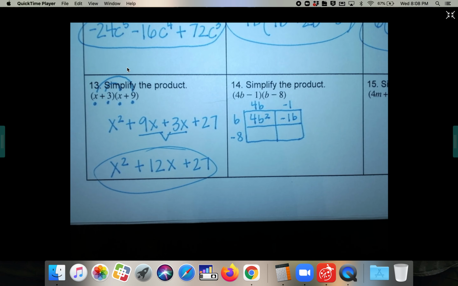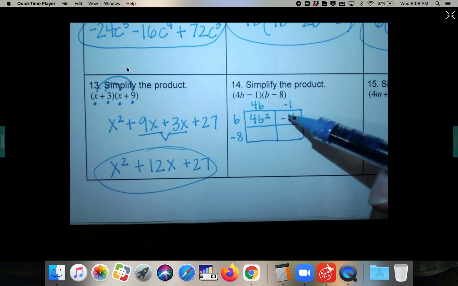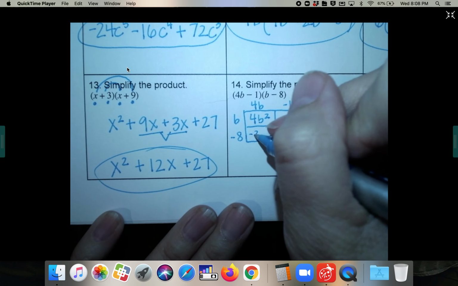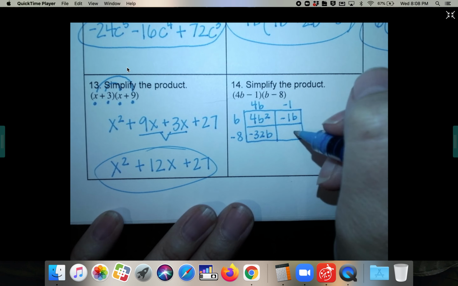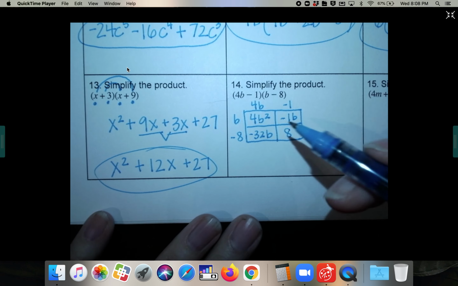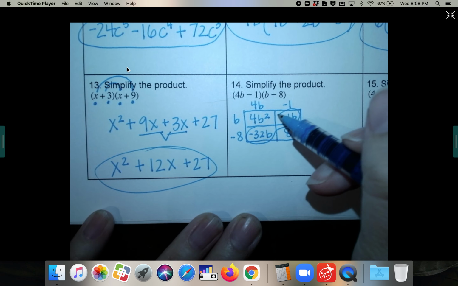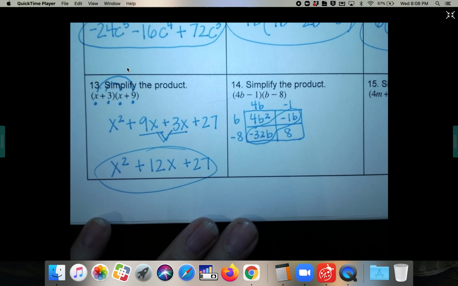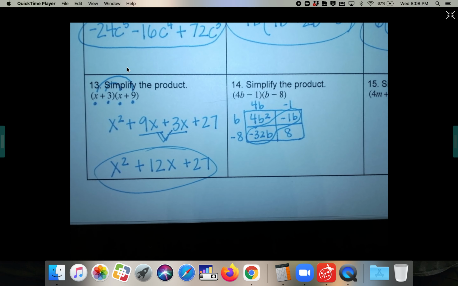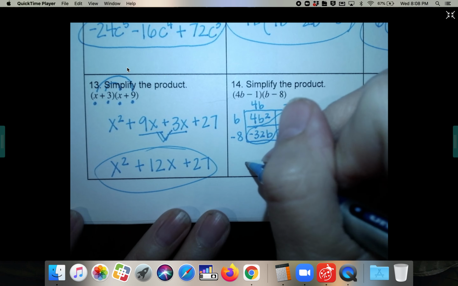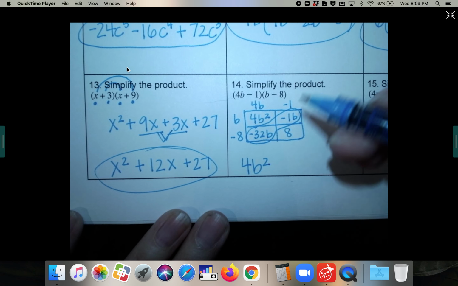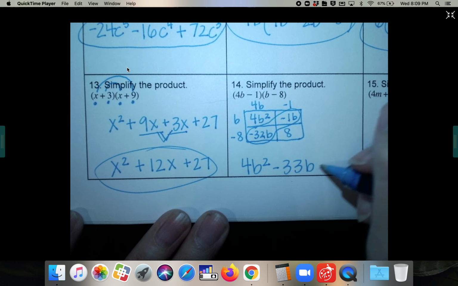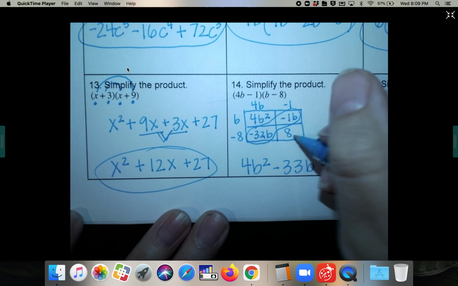I'm just going to keep it on it for now. When I simplify, if that was a 1 or a negative 1, I'd get rid of it. Negative 8 times 4b is negative 32b. And negative 8 times negative 1 is positive 8. Remember, when you do the box method, the diagonal ones are usually like terms, just like the middle ones when you FOIL them are like terms. These middle ones are like terms. So combine them to get your final answer, 4b squared. Negative 32 minus 1 is negative 33b, and then plus 8 because that's a positive 8.